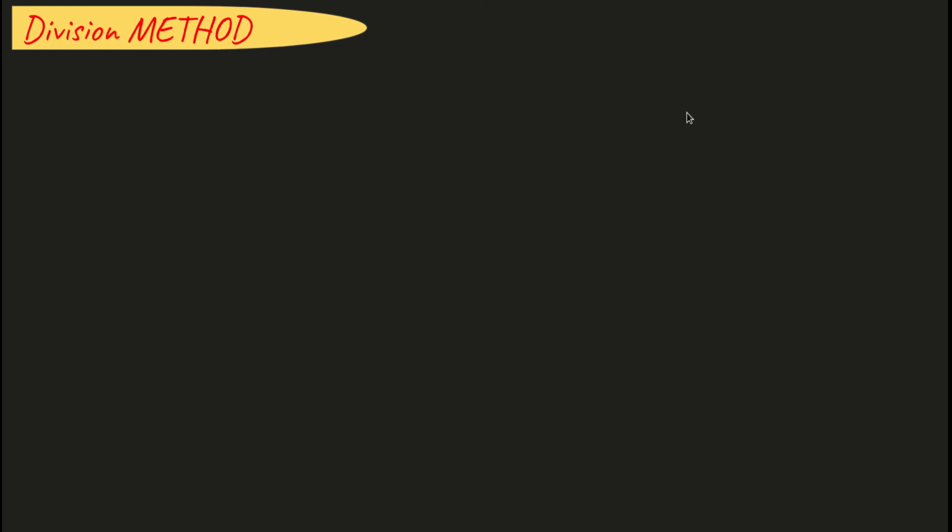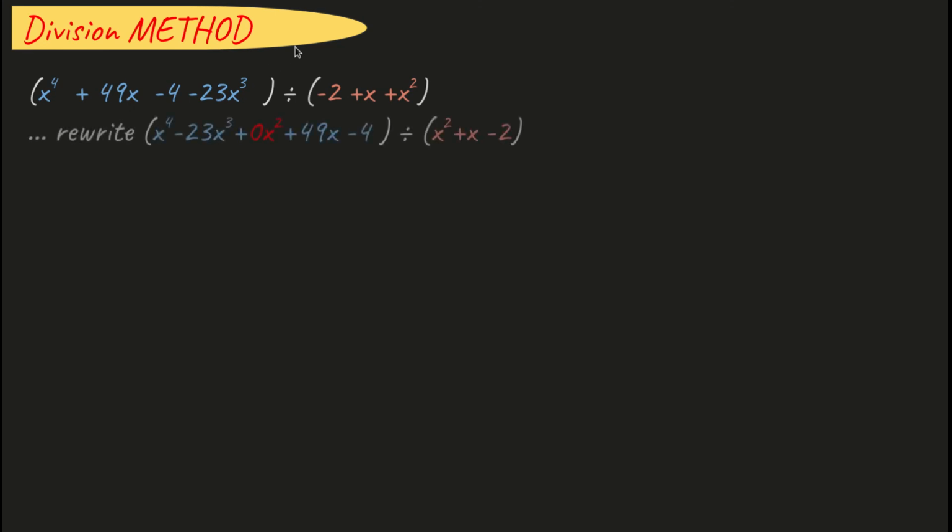Okay, so let's take this to the next level. We need to do a more complex problem, and I'm going to teach you the last trick that you need to be very sure you do right up front when you're trying to do algebraic long division. Let's look at this problem. X to the power of 4 plus 49x minus 4 minus 23x to the power of 3. Now we know the first thing that we want to do is we want to rewrite both of these parts of the division problem in descending powers of x.